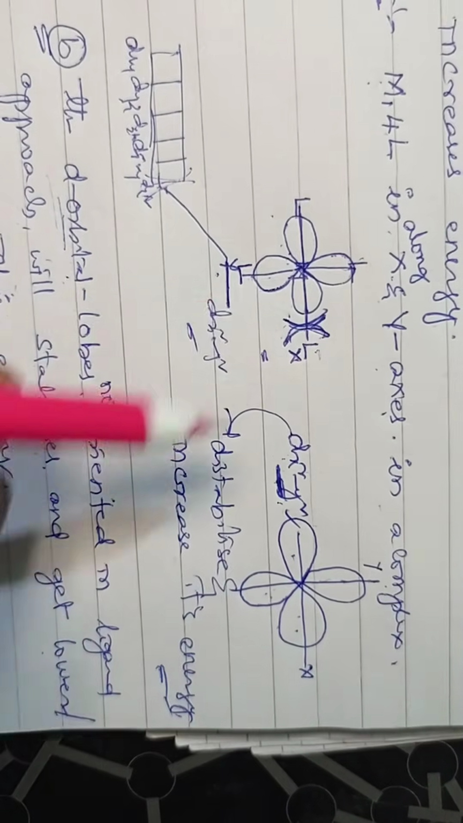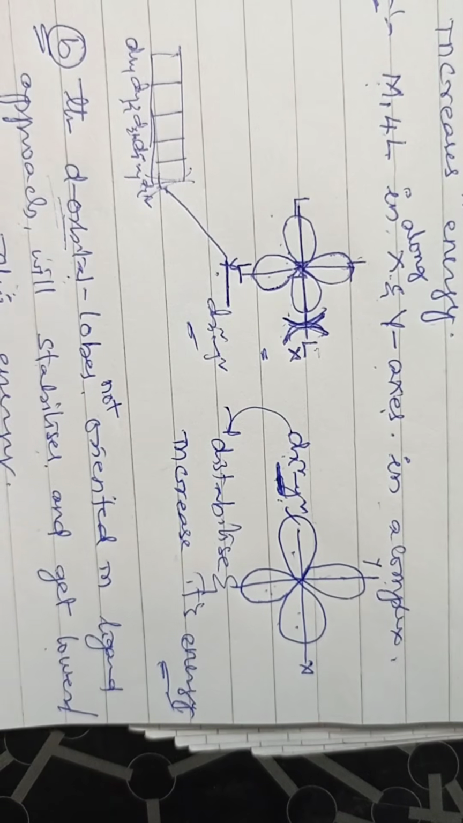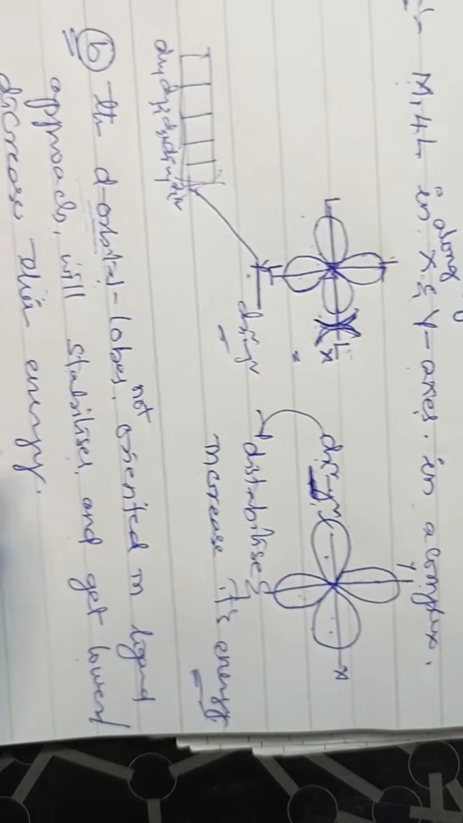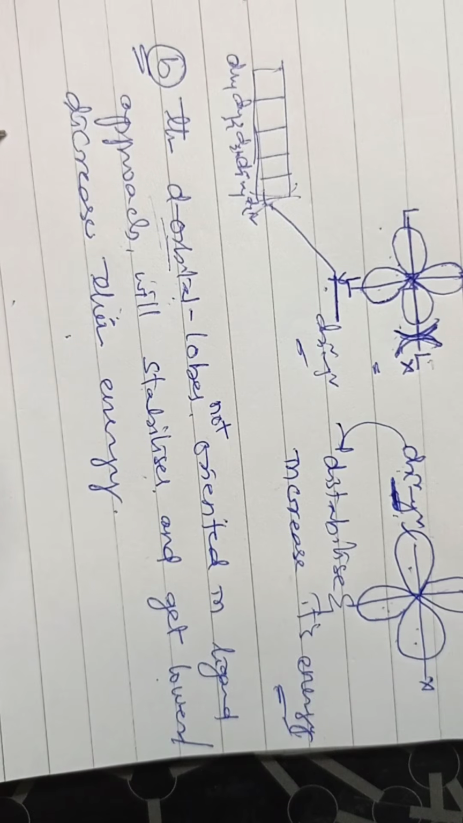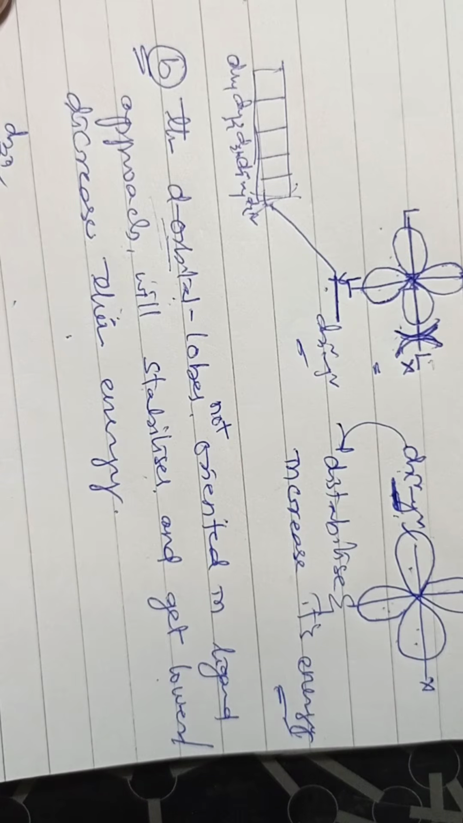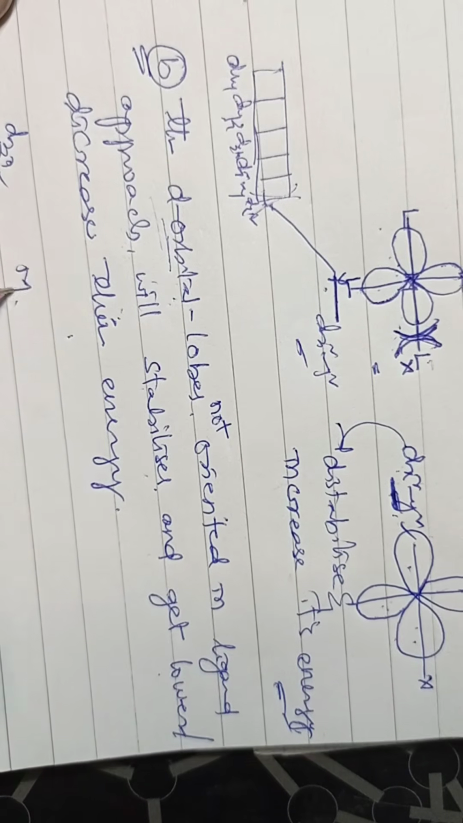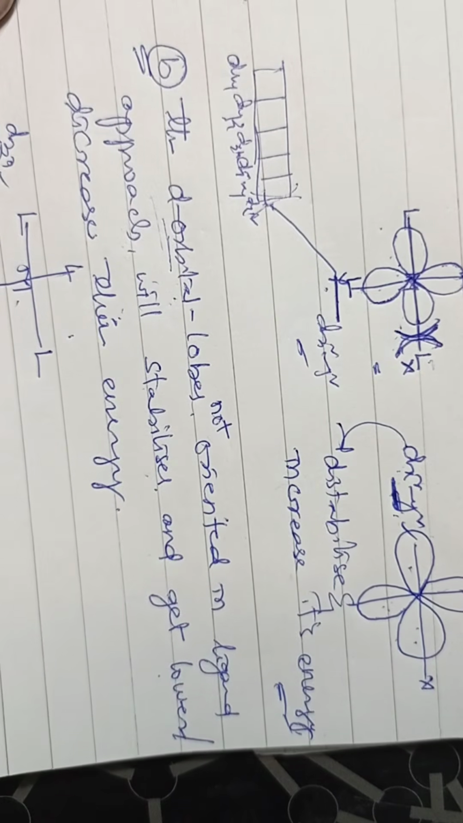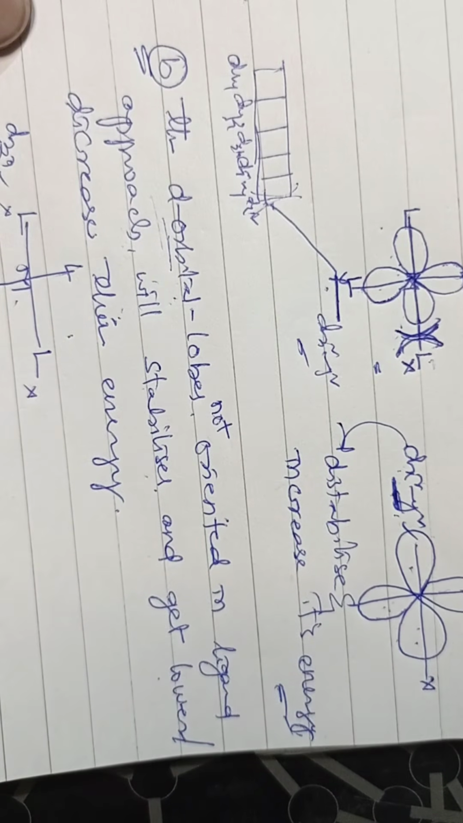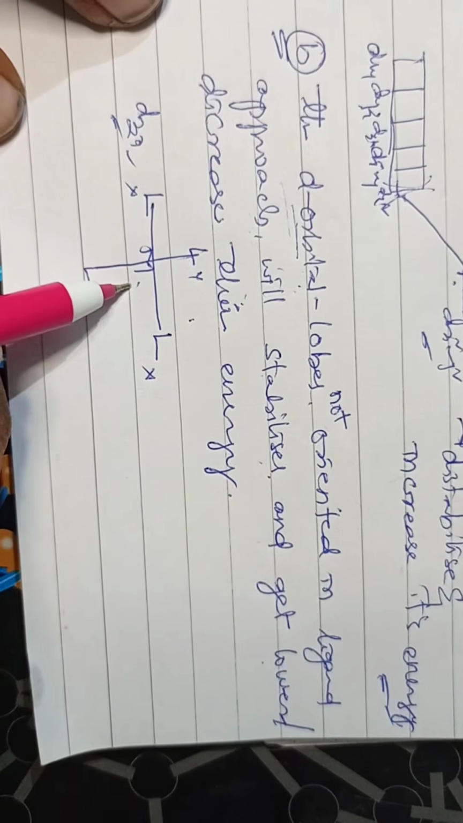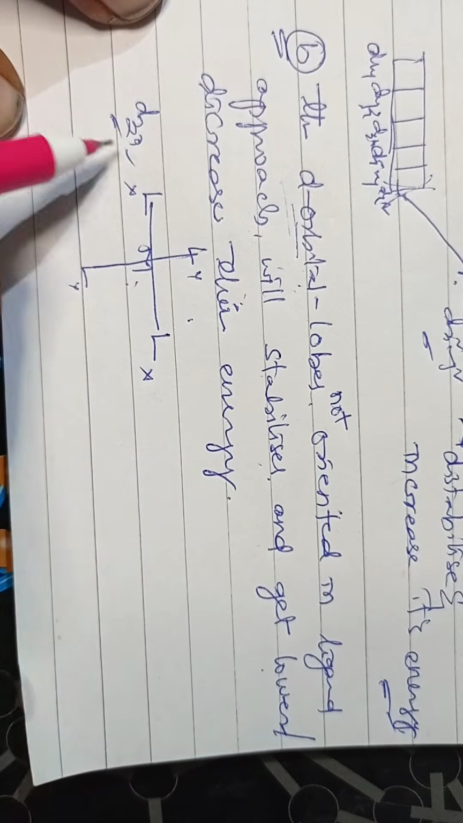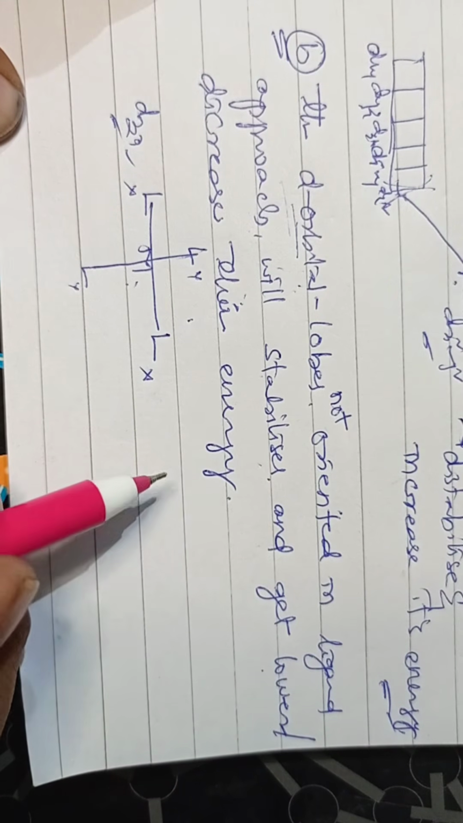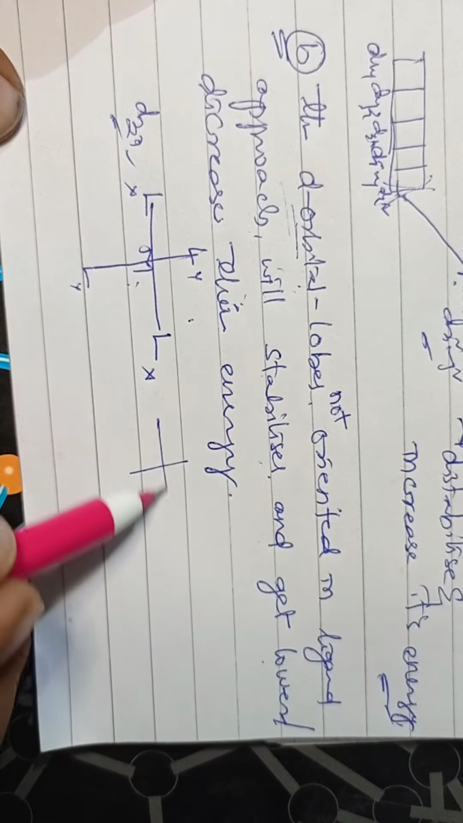The same situation applies here, but the orbital is different. Here we consider the d xz orbital, with the same metal ion having 4 ligands, 2 on the x-axis and 2 on the y-axis, right? But the orbital is different.